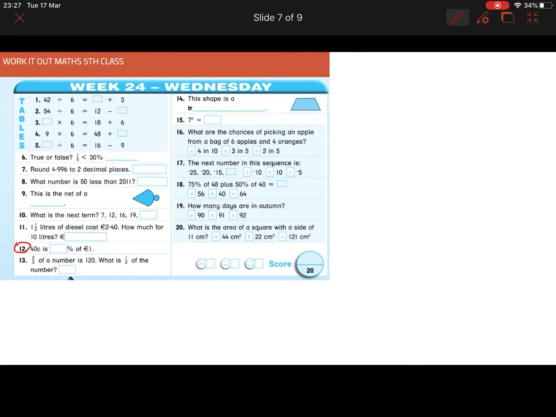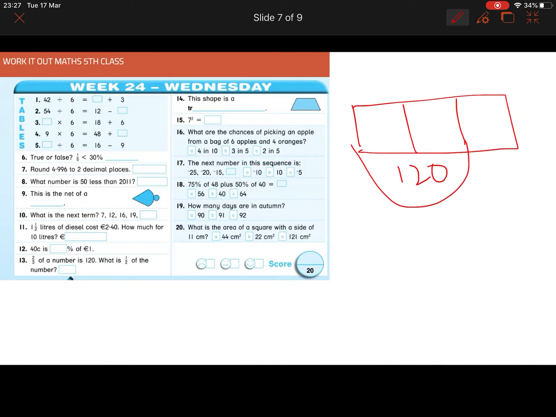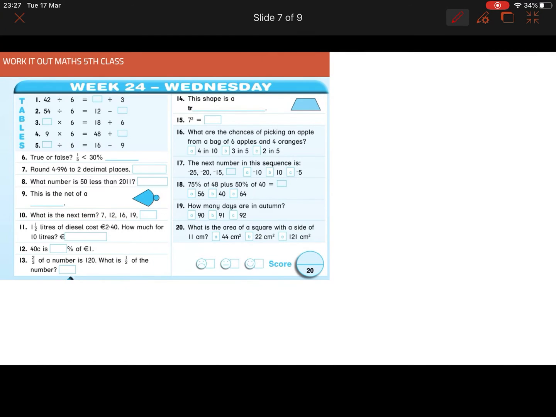40 cent is what percentage of a euro? So your euro is 100 cent. So it's 40 over 100, and you know what that is in percentages. So let's look at number 13. So 2/3 of a number. I'm going to draw my bar model. 2/3 is equal to 120. Then we can find out, once we figure out what goes into there and there, we'll find out the whole number, and then we can find half of it.